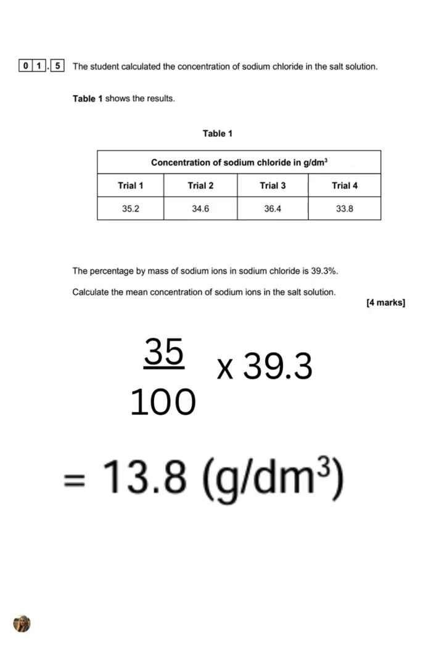Right, so what did the examiner say? They said this calculation was generally answered well by most students. Around 2/3 gained all 4 marks. Those who did not complete the calculation usually gained 2 marks for correctly determining the mean concentration of sodium chloride.